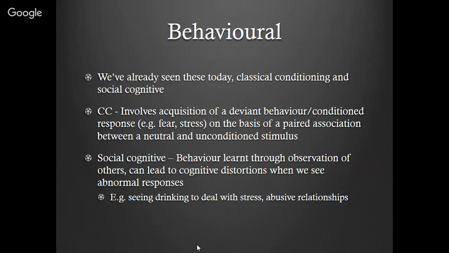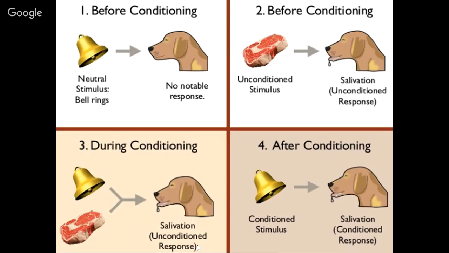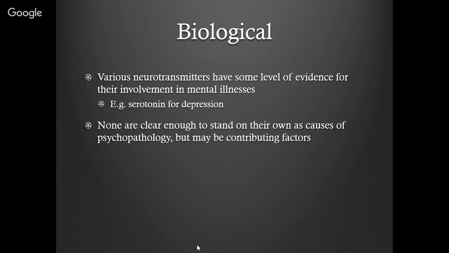Cool. Behavioral. So we've already talked about conditioning. Classical is basically associating a deviant behavior or a specific response with a neutral and unconditioned stimulus. And then social cognitive is seeing someone else do it. I'm sure everyone's heard of Pavlov's dogs at this point. Sweet. Biological. I don't know if you got a whole list of 1,000 different neurotransmitters that can do it, but don't worry about them too much. The serotonin one might be worth knowing because it's very well documented and people seem to be really into it, but they're more seen as risk factors rather than a specific causative issue.